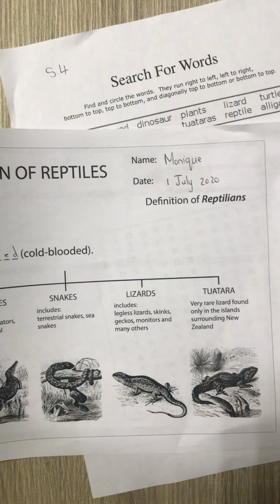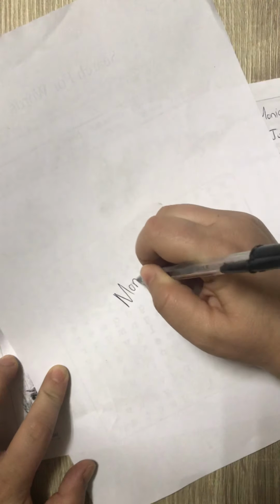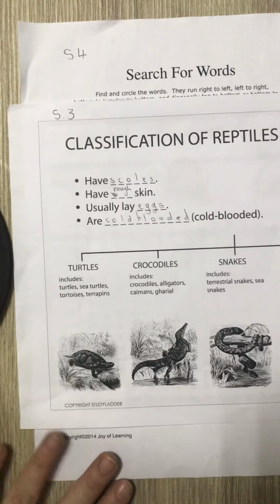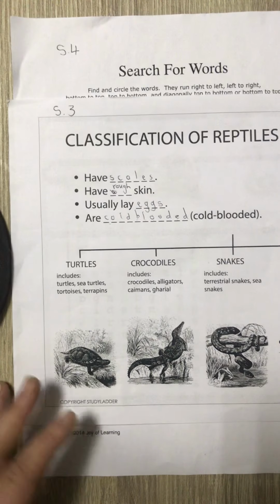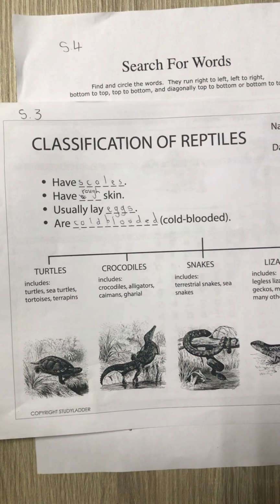Okay. And then the second one, this S4 worksheet. Turn it around and write your name at the back. Good, then we are going to start with S3. It says classification of reptiles. Now, as you can see, I've already filled it in, so if you can fill it in with me.